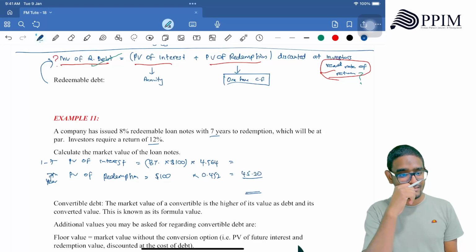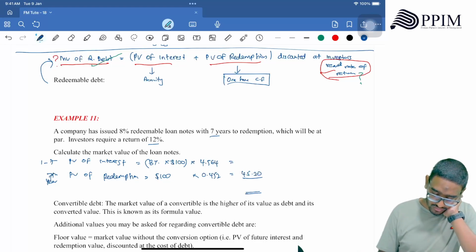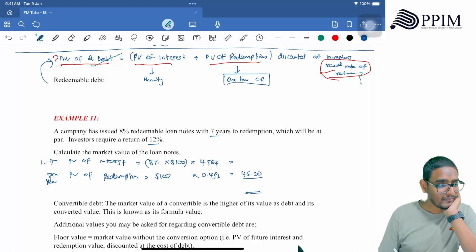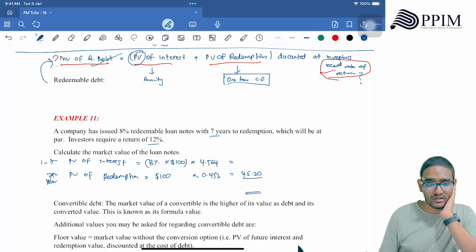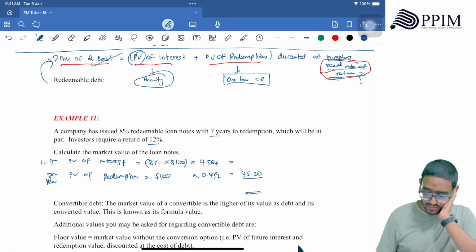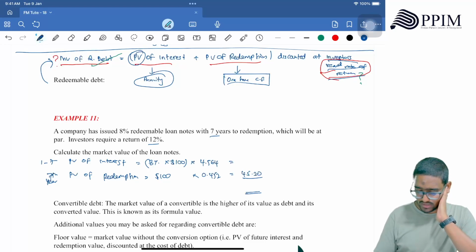To find the market value, that's what I gave in the equation on top. Market value of redeemable debt is what? Present value of interest plus present value of redemption. What I'm telling you is, for you to calculate a present value, you need a discount rate. That discount rate is your investor's required rate of return. I clearly told you that interest is an annuity, redemption is a one-time cash flow. So when you have a one-time cash flow, you go to the particular year. I told you to use your present value tables or your formula.